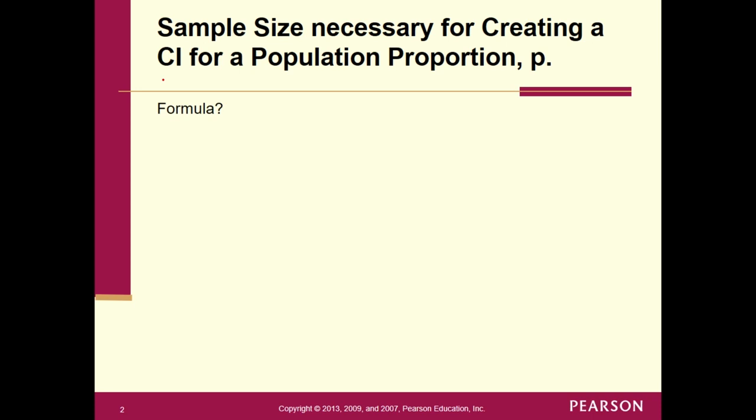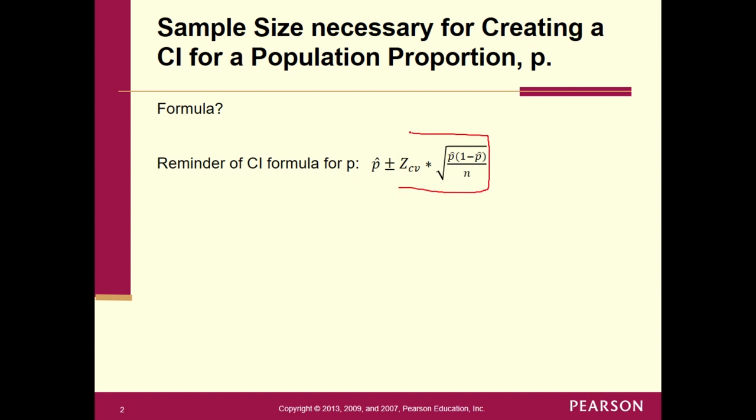So is there a formula involved? Absolutely. We're going to start with a bit of a reminder. Here is the confidence interval formula for P. Remember, this is the point estimate, critical value, standard error. And do you remember when you take the critical value and multiply by the standard error, what it gives you? We call that the margin of error. Keep that in mind.